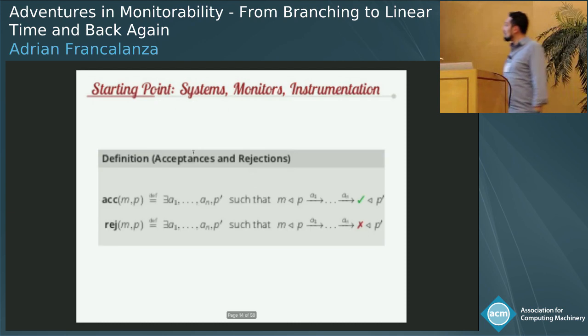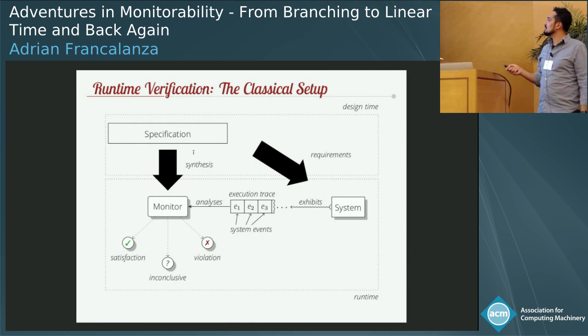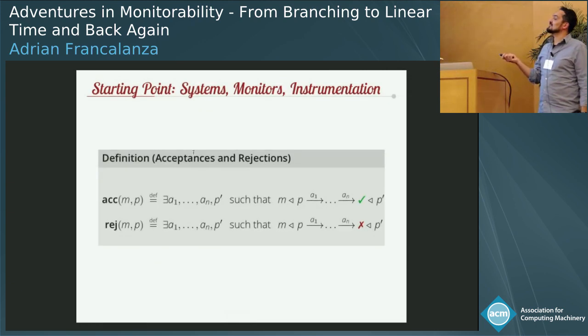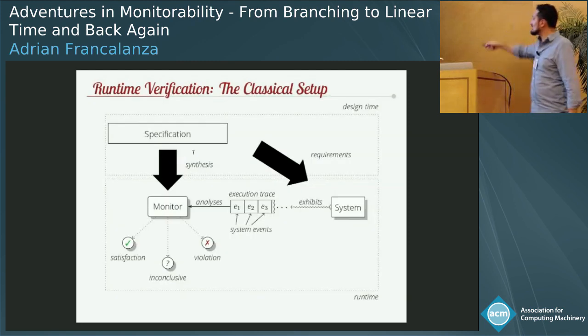Okay, so within the setup, you can define two important predicates. They talk about when the monitor accepts a system, essentially if the system leads the monitor to an acceptance verdict, and when a monitor rejects a system, which is when the system can lead the monitor to the rejection verdict. Okay, so we have described more or less the semantics of what happens here. What about the specifications?